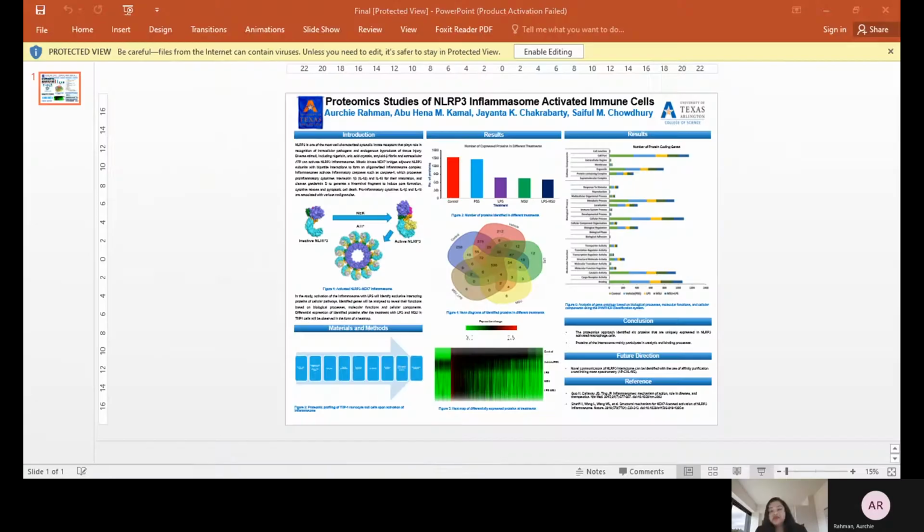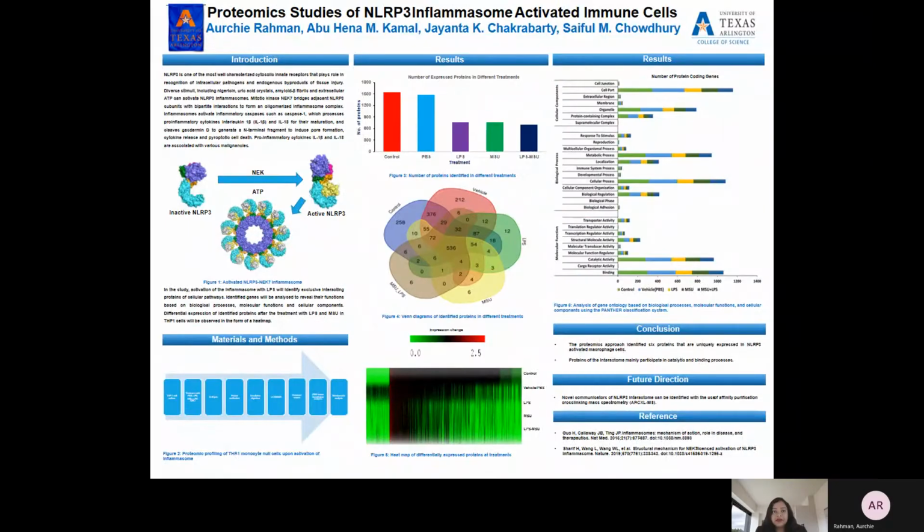Hello everyone, today I will be discussing my research project on the proteomics studies performed on NLRP3 inflammasome activated immune cells. I am Aurchie Rahman, and my colleagues Dr. Abuhena Mustafa Kamal and Dr. Joyantuke Chakraborty are members of the bioanalytical laboratory of Dr. Saiful M. Chaudhary at the Department of Chemistry and Biochemistry.